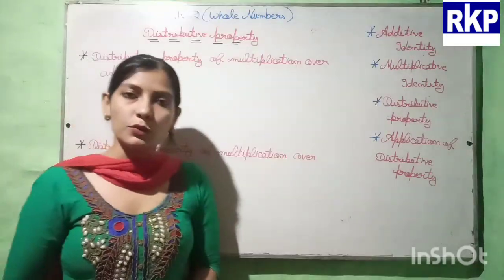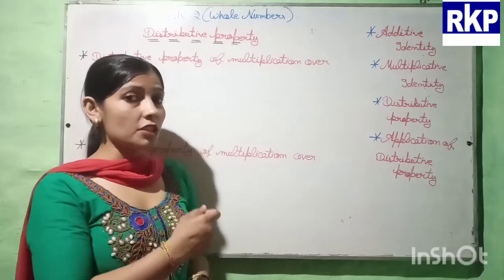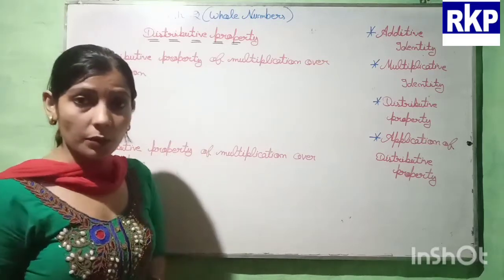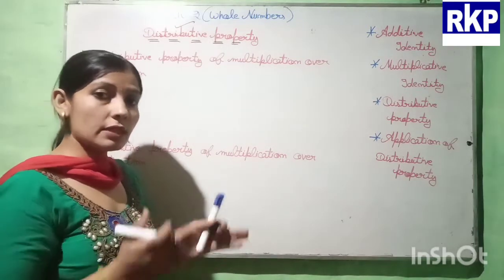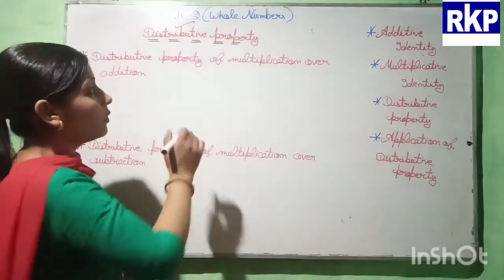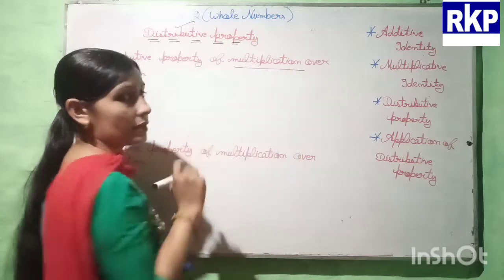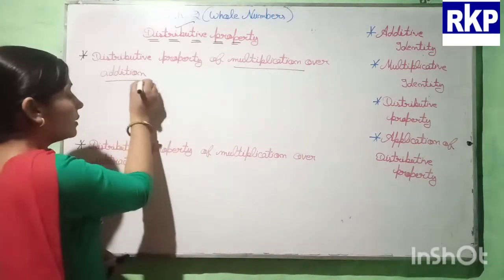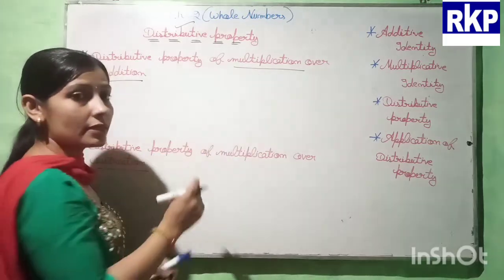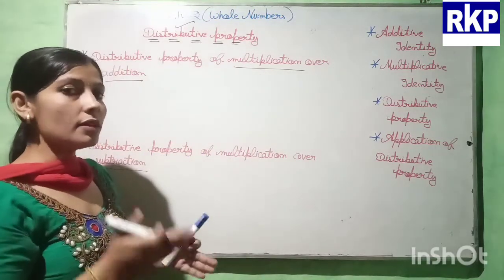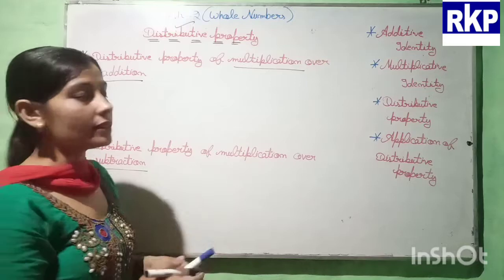Now students, let us see distributive property. Distributive property means we have to distribute. And what do we distribute, beta? We will distribute the multiplication over addition and over subtraction. Now let us see the example.